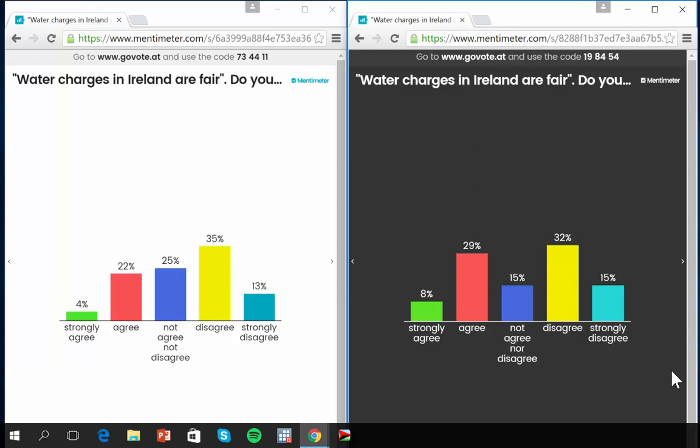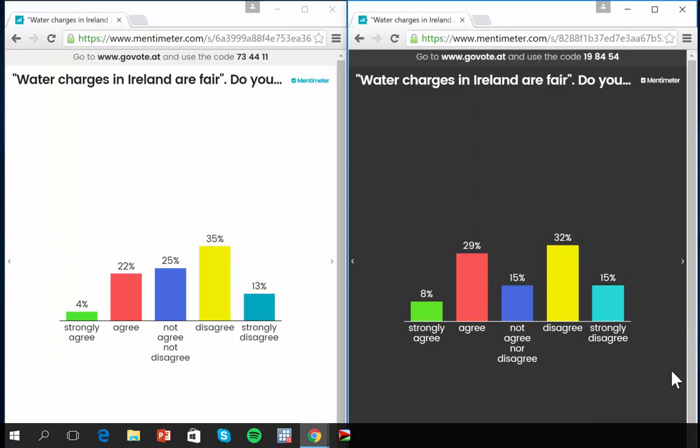It did work out to some degree. We have a little more variation here, but actually it did work out. So again, you see the black group. I asked you the question, water charges in Ireland are fair. Do you strongly agree, agree, neither agree nor disagree, disagree, or strongly disagree? The same question, the same answer categories. What was the difference here?